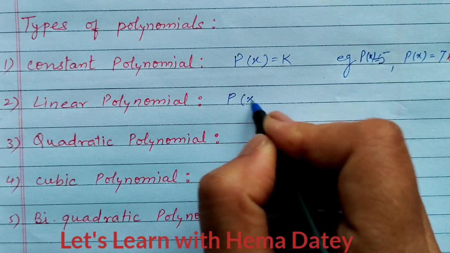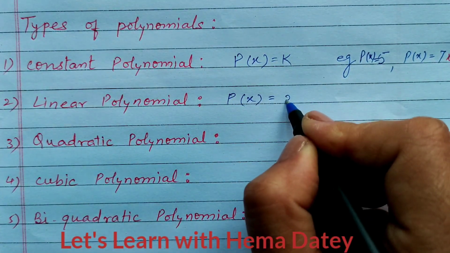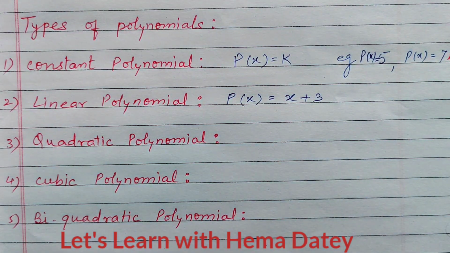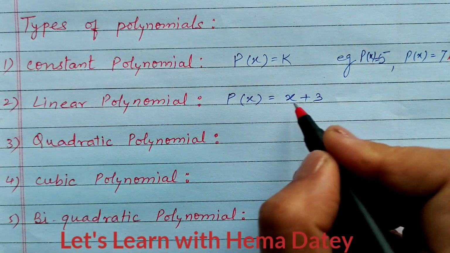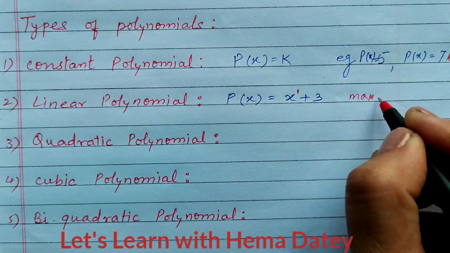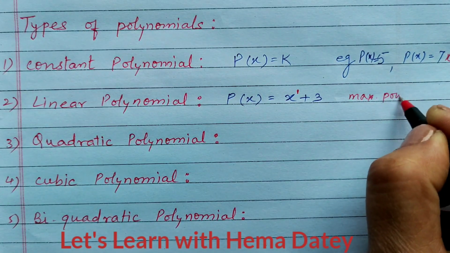Second type is a linear polynomial. We can take an example p(x) equals x plus 3. In a linear polynomial, the maximum power of the variable is 1. We can say the degree of this polynomial is 1.